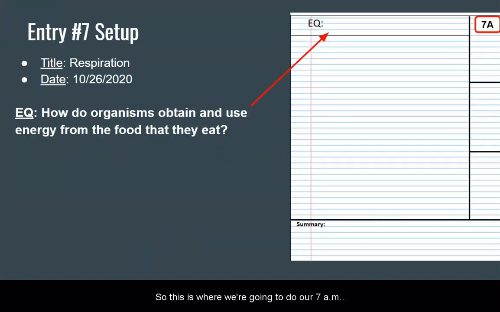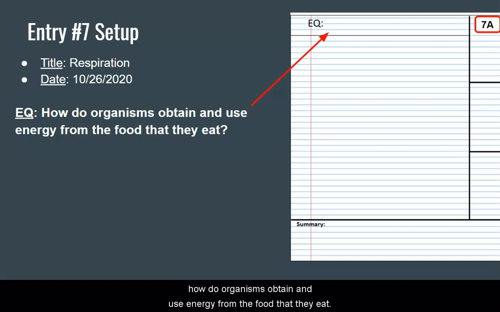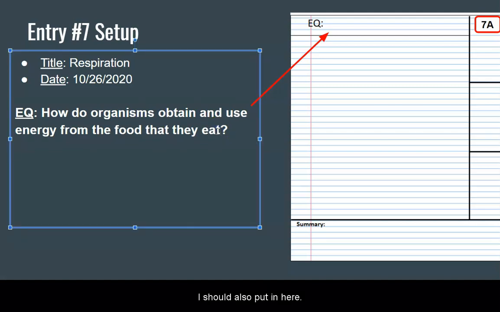So this is where we're going to do our 7A page. At the top of your 7A page, go ahead and take a moment to pause and write out our essential question for today. How do organisms obtain and use energy from the food that they eat? I should also put in here, or make, for plants.